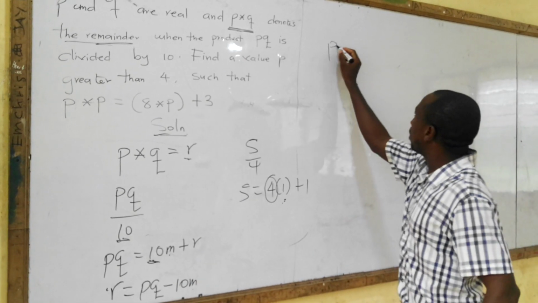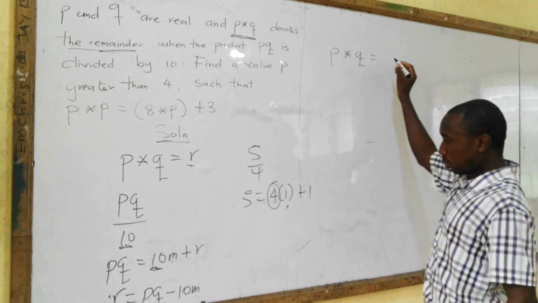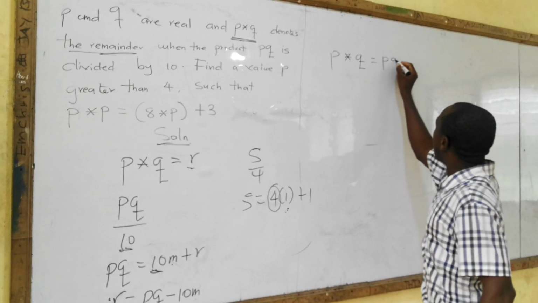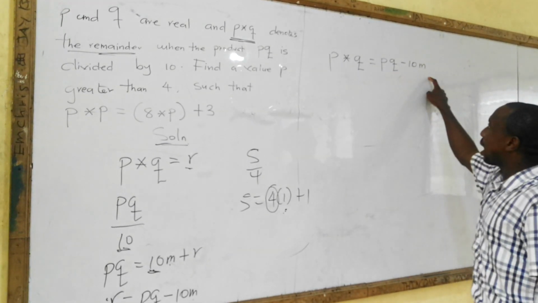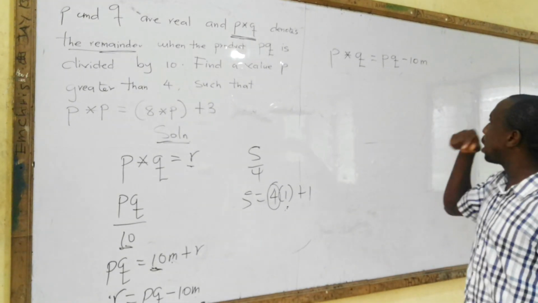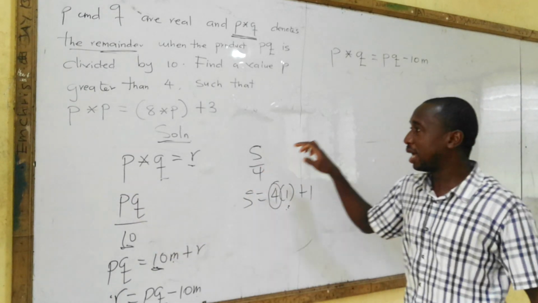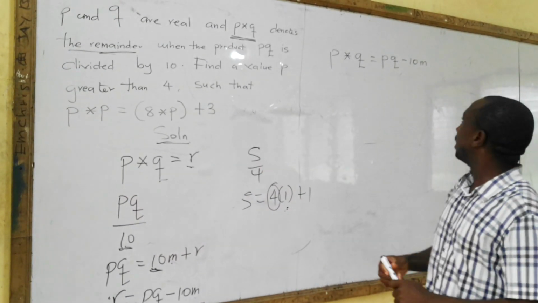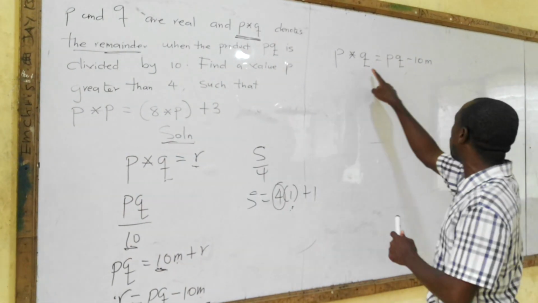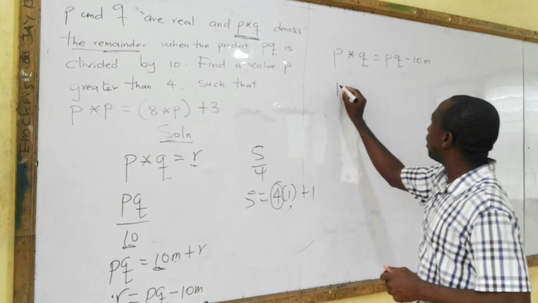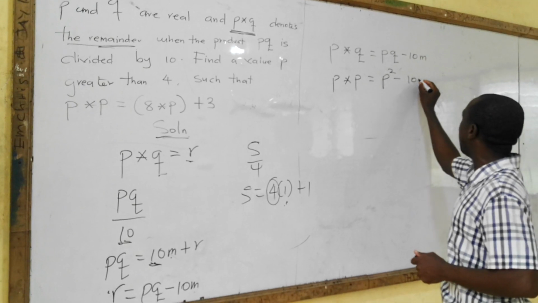And so whenever we see our remainder, we can put this expression there. We have P operated on Q is equal to PQ minus 10M. So this is the remainder because it leaves a remainder when the product PQ is divided by 10. Let's take note of that. Okay. Now we have been given another condition. P operated on P. So let's see how P operated on P will appear here. P operated on P will be equal to P squared minus 10M.